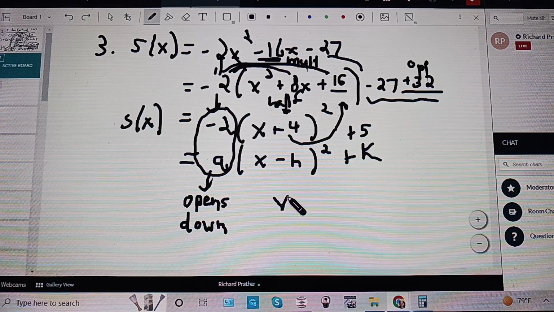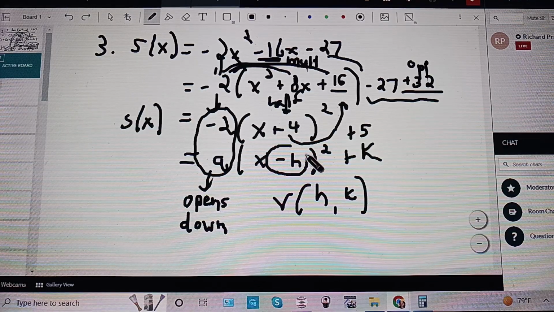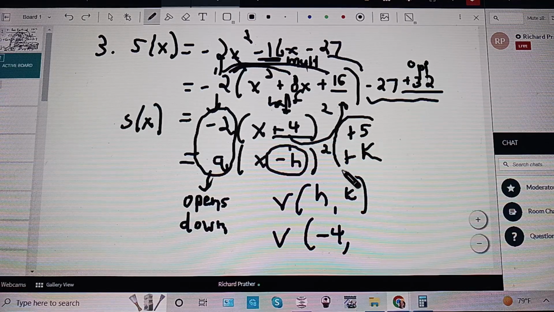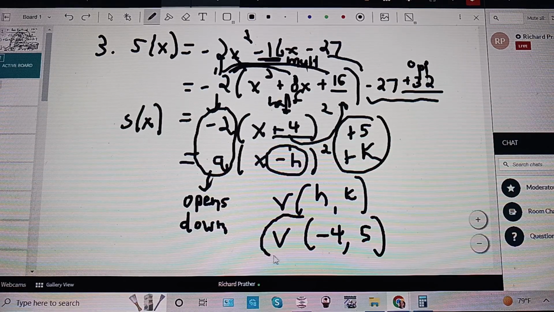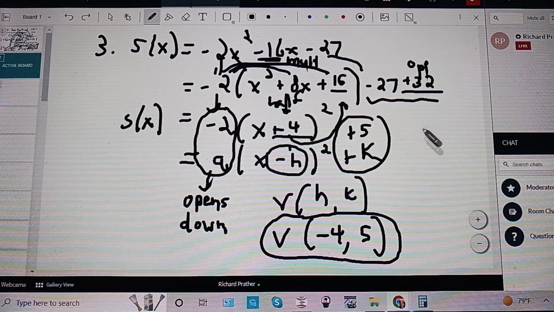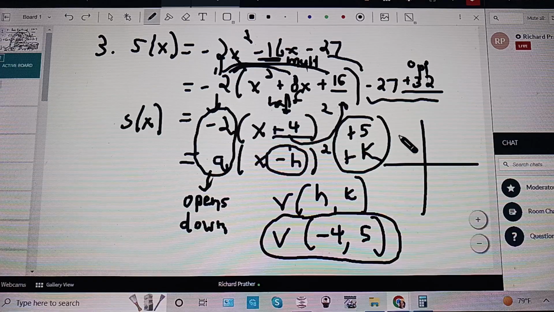And then the vertex is the coordinate (h, k). But notice in the format there's a -h right here. That means it's always the opposite of the way it looks. So if -h is +4, well, that means +h is -4. But the k stays the same, +5. So I think they only want the vertex for this answer. That's it right there. But if you were graphing this, you would have a (-4, +5) vertex.